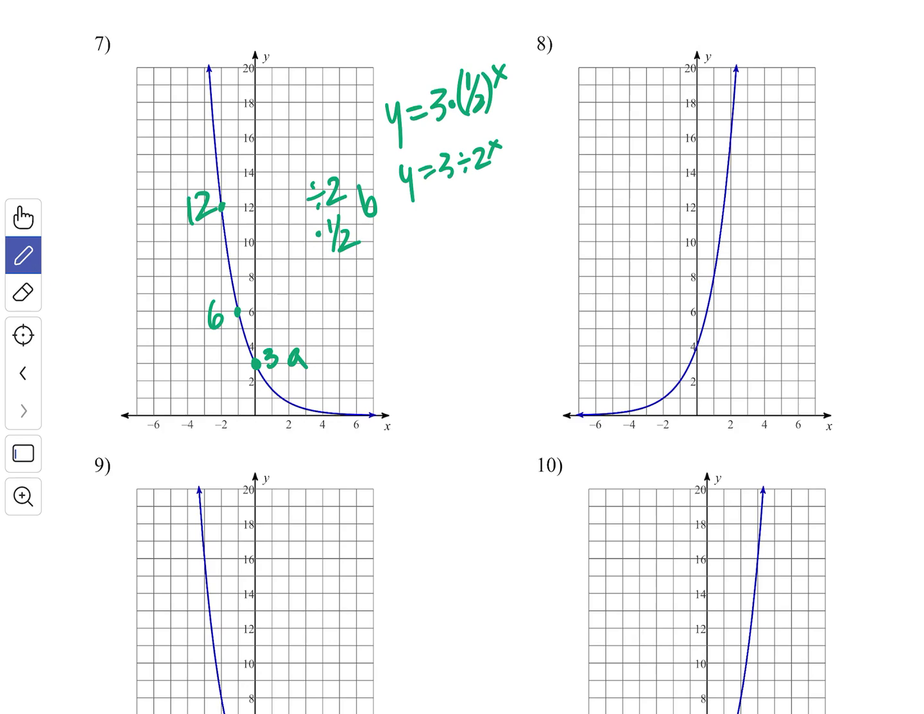Number 8, starting at 4, going to 8, so that's my a. Then to 16, so definitely timesing by 2. It's our b, so y equals 4 times 2 to the x.